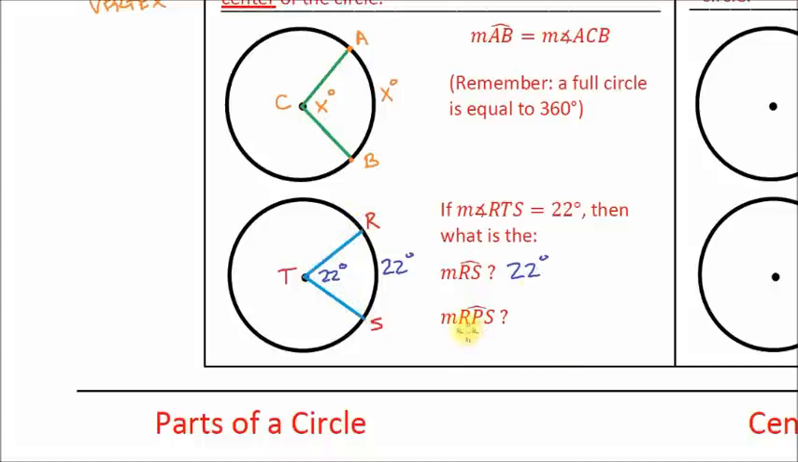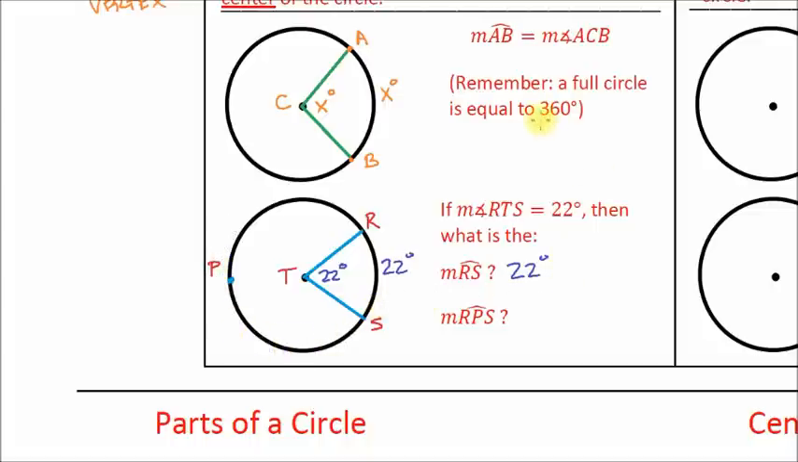And now here's a weird question. What is the measure of RPS? Let's put another point on this circle, and let's label that as point P. So now we're talking about a major arc. This was a minor arc RS. RPS is the rest of the circle.